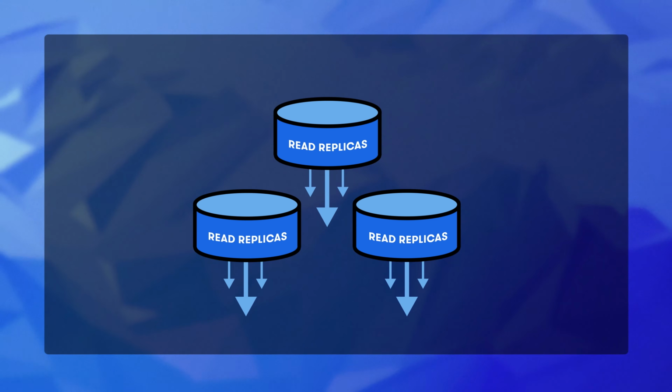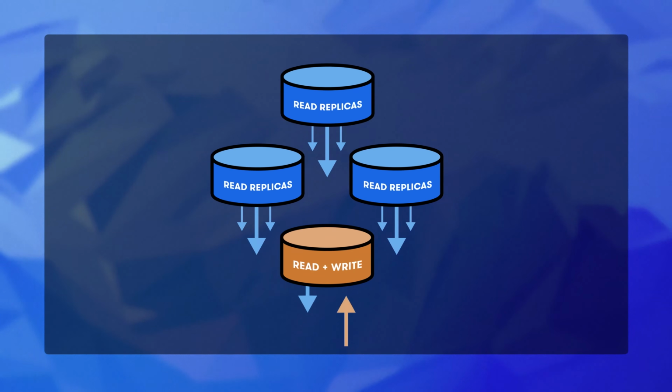Some database services will allow you to scale horizontally for read-only operations via read replicas, where it will synchronize data for read-only purposes between multiple instances, but you'll still have a single primary instance for write operations.